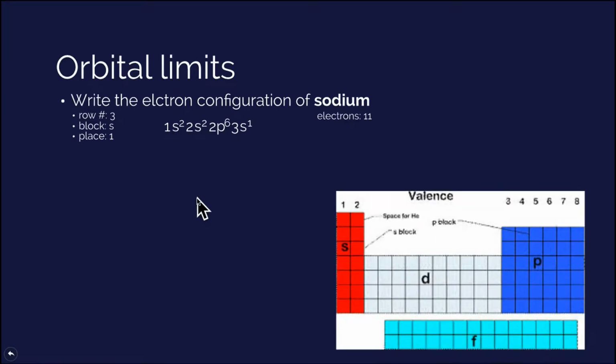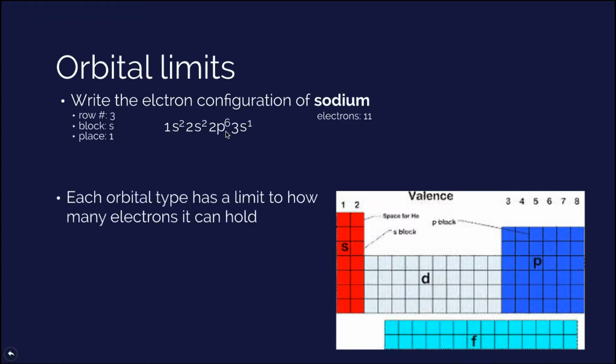Now, let's take a step back and talk about why we are only putting in 2 electrons for the s orbitals, but when we get to the p orbital, we put in 6. I mentioned this a little bit ago, but I didn't go into details. Each type of orbital has a certain limit to how many electrons it can hold, and it really comes down to the number of suborbitals that are in each one.